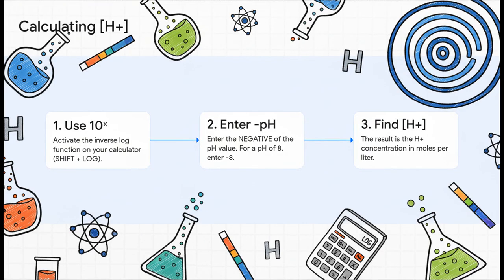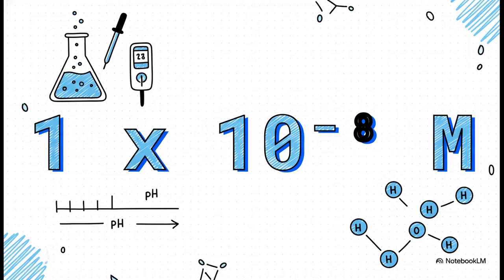Let's walk through one together. Say we've got a solution with a pH of 8. First, you hit Shift, then Log to get that 10 to the x function on your screen. Now here's the part everyone forgets. You have to enter the negative pH value, so for a pH of 8, we type in -8. Hit Enter, and bam! There's your answer: 1 times 10 to the -8 moles per liter. See that? The pH was 8, and the exponent in our answer is -8. That's the direct link. You just cracked the code.